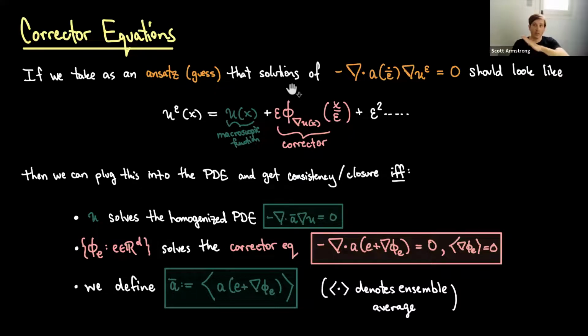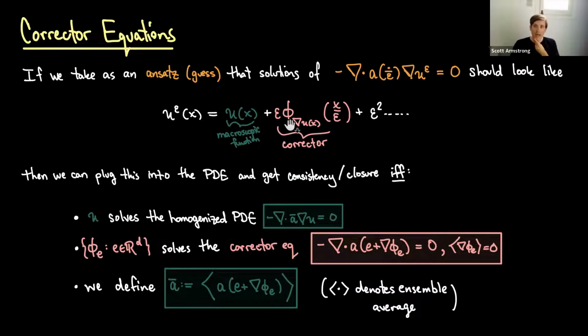And phi should only care about the local slope of the macroscopic function, which is the gradient of u at the point x. It should only care about that because the equation is translation invariant: if I add a constant to the solution, it's still a solution.